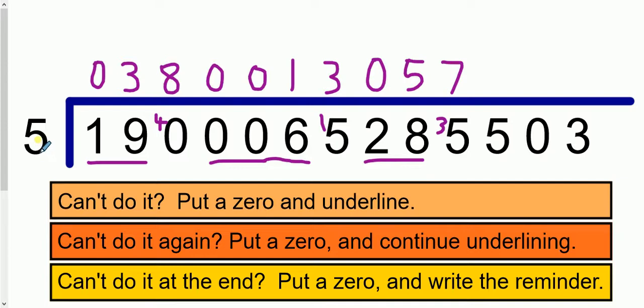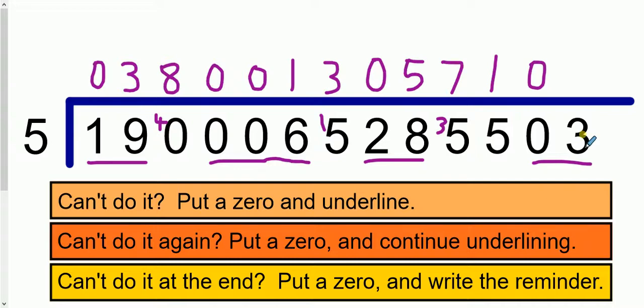How many 5s are there in 5? There's 1. Then how many 5s are in 0? We can't do it. So what's our rule? Put a 0 and underline. Now, how many 5s are in 3? Now we can't get a group of 5 from just 3.